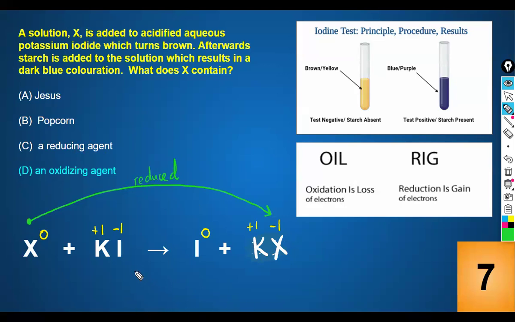Right? What happened to the iodine? The iodine went from -1 to 0. He was -1 and then he increased to 0. That's right. 0 is larger than -1. So oxidation occurred here.